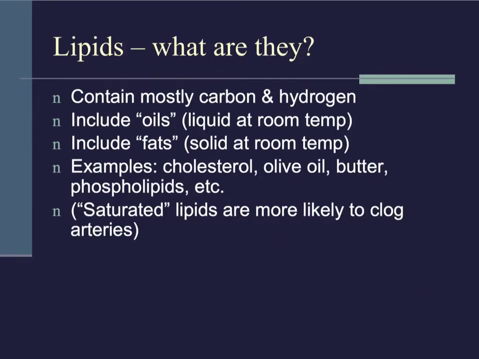Lipids contain two main elements, including carbon and hydrogen. Lipids are going to include your fats and oils. Some examples are cholesterol, olive oil, butter, and phospholipids. You may have heard the term saturated before. Saturated are the lipids that are more likely to clog your arteries, but this does not mean that you want to cut all lipids or fats out of your diet. You actually need fats in order to build your cell membranes and for hormones to send messages throughout your body. So you actually do not want to cut out all fats from your diet.